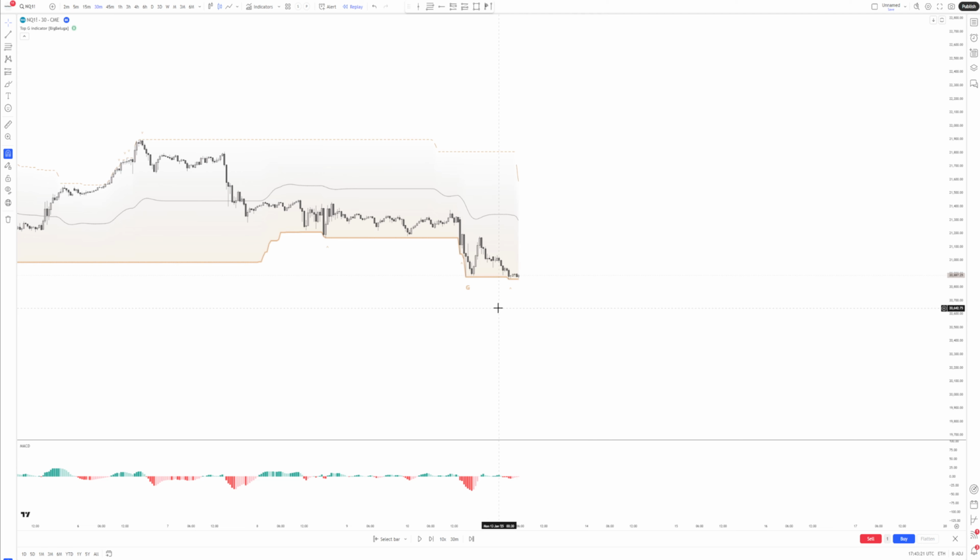Those of you guys that aren't familiar with divergences, there are plenty of videos out there that will go into detail, but very simply, because I'm looking for a buy, I'm looking for the price to do something like this where it drops, and then I'm looking for the MACD to go in the opposite direction. So this is what you would call a regular divergence. Price is going one way, the indicator is going the other way. So that's what I'm actually looking for. So let's see what happens here.